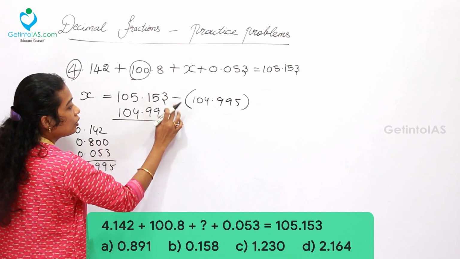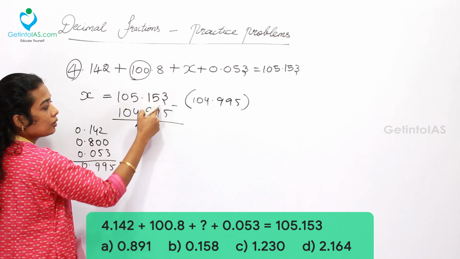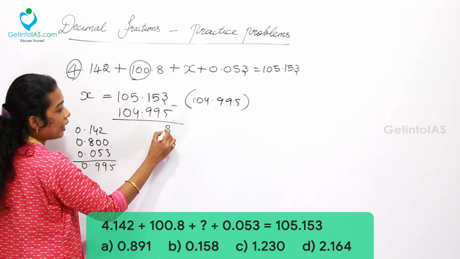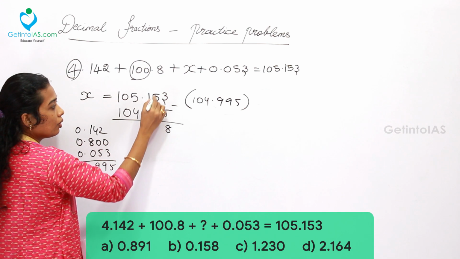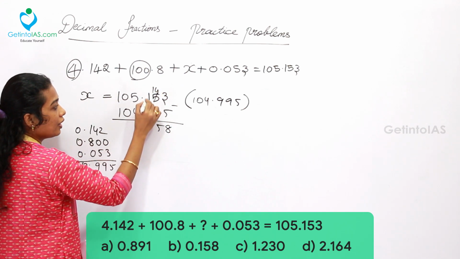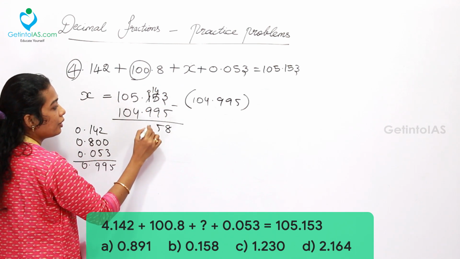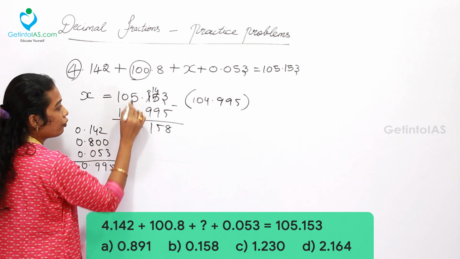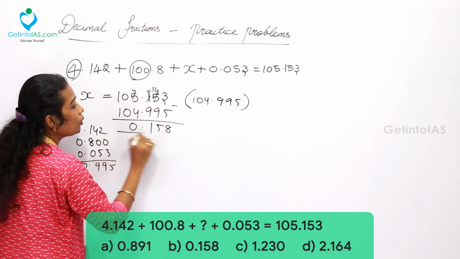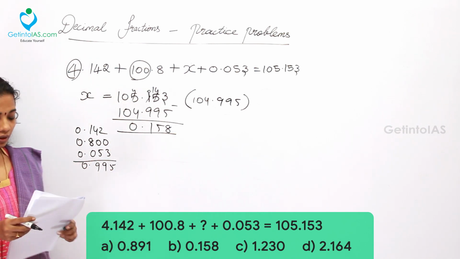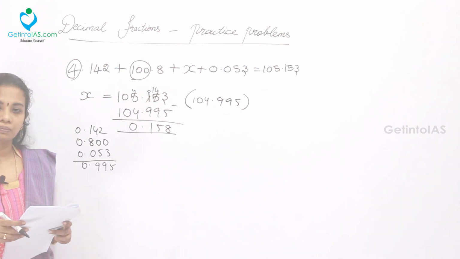104.995. So here subtraction. 13 minus 5, which is 8. Here it will become 4. 14 minus 9, which is 5. So here it will become 0. 10 minus 1 is 1. Here 104. This will become 4, right? So 0.158 is the answer, which is given in option B.